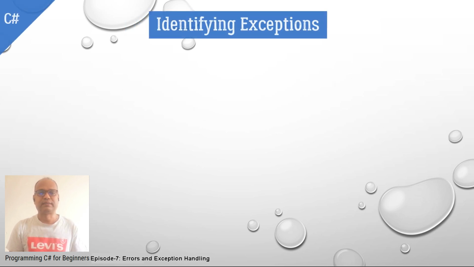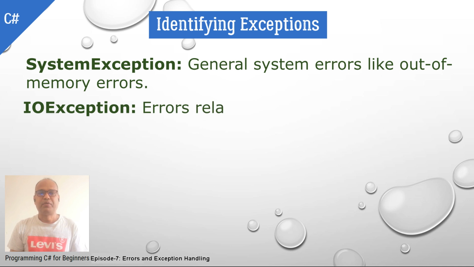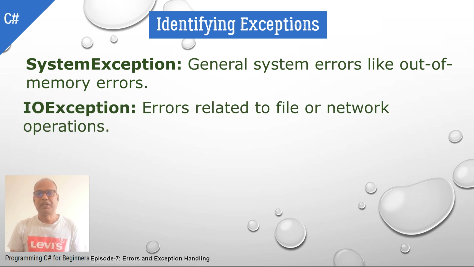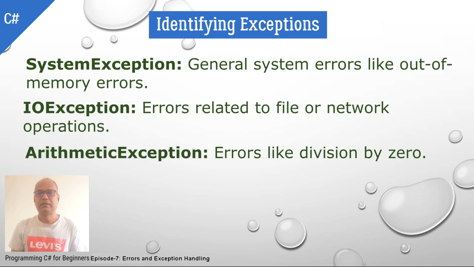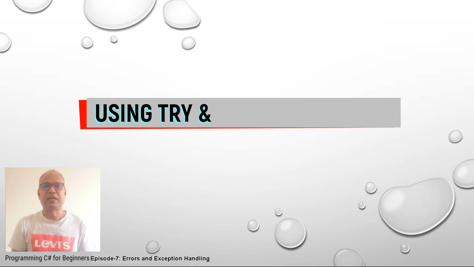Here's how it works. Identifying exceptions. C# defines various types of exceptions that can occur, such as SystemException, general system errors like out of memory errors; IOException, errors related to file or network operations; ArithmeticException, errors like division by zero; NullReferenceException, trying to access a non-existent object. Using try and catch statement.